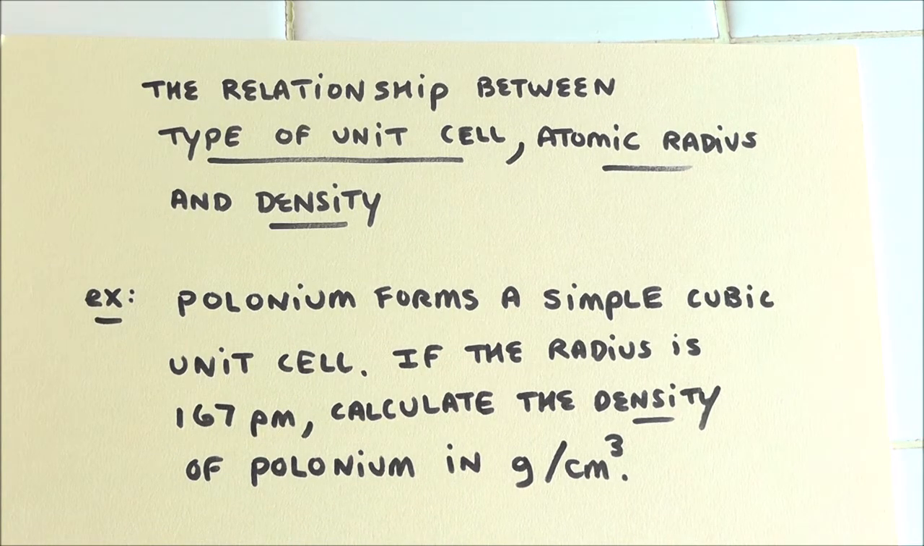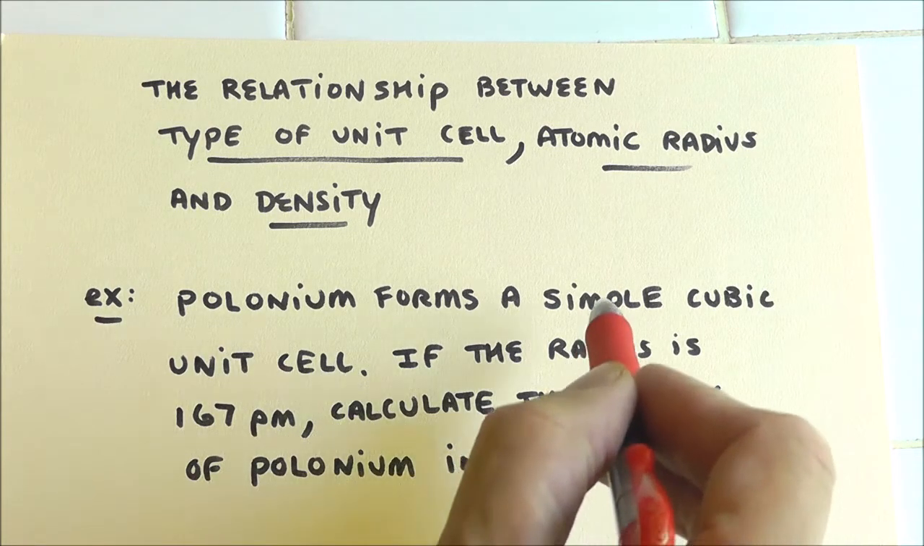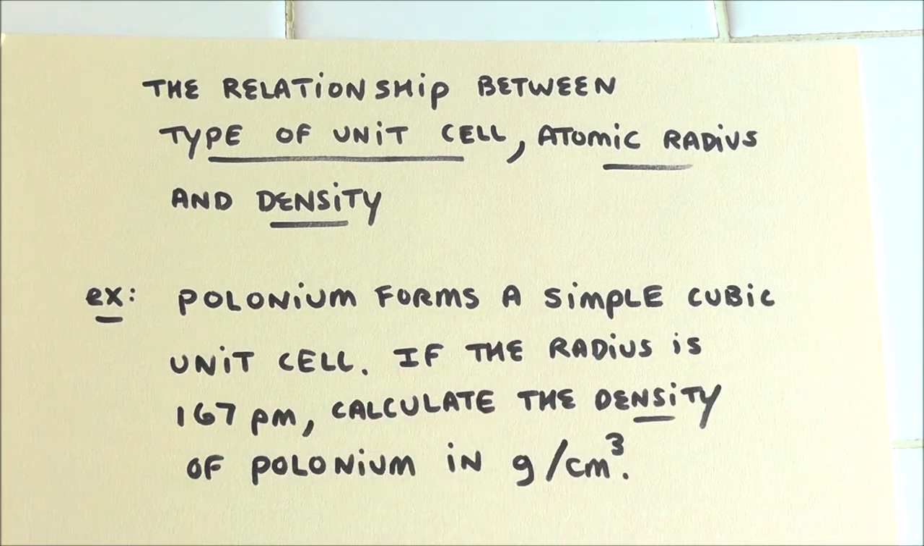So let's say we got this problem. Polonium forms a simple cubic unit cell. Great. What you should be telling yourself right now, when you see the words simple cubic unit cell: 1 atom per unit cell. That's going to be important. If the radius, which we have not really talked about in great detail yet, is 167 picometers, a picometer is 10 to the minus 12th of a meter, calculate the density of polonium in grams per centimeter cubed.